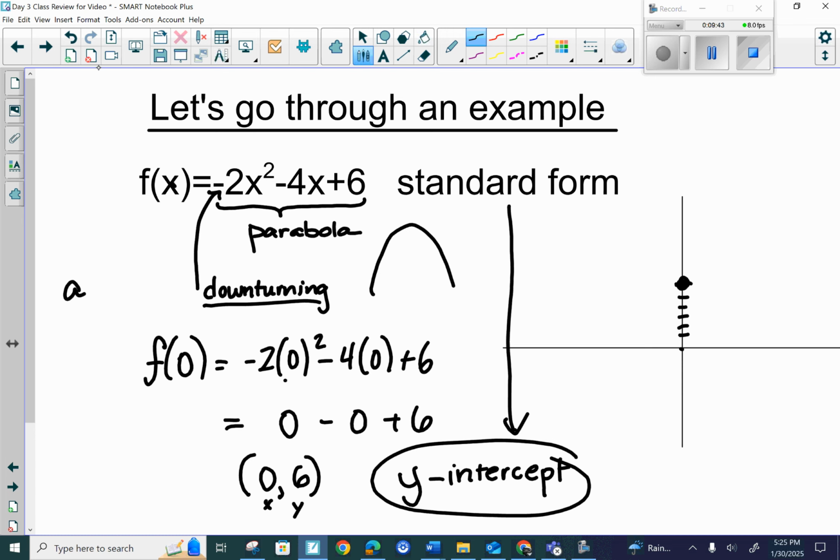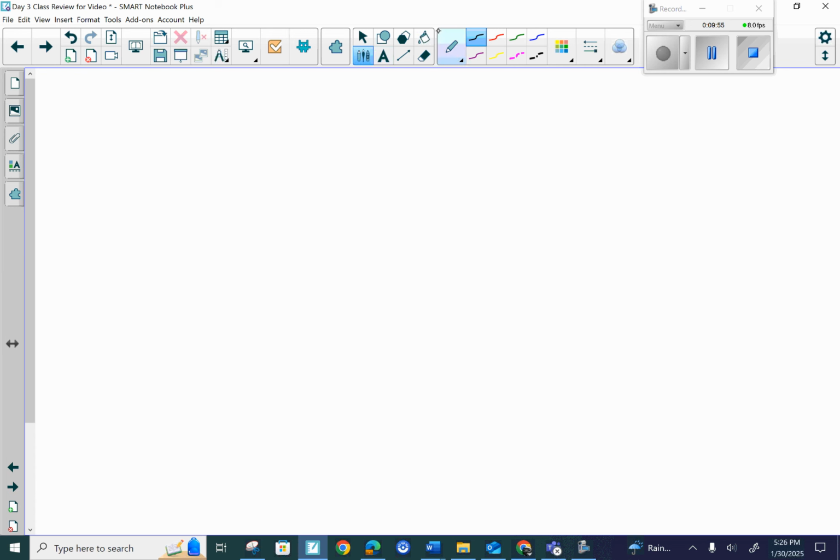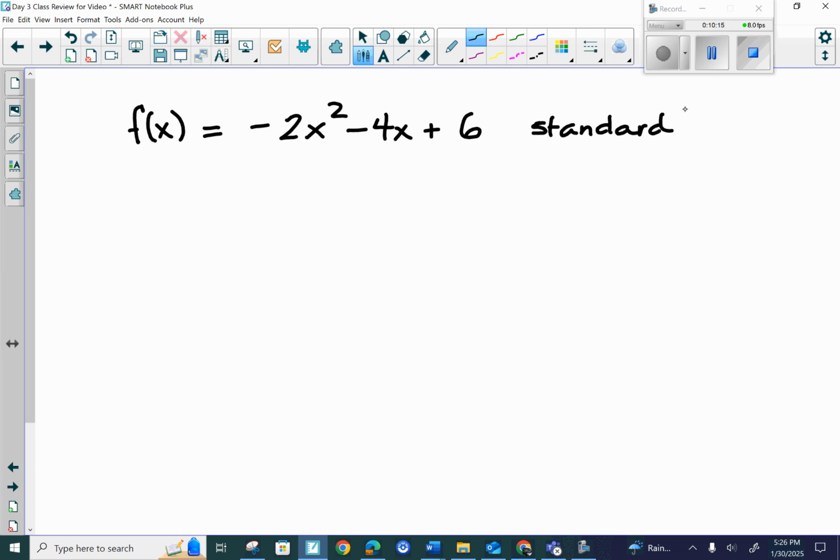Okay. So let's see. Let me just copy this page here. I don't have my clone. So -2x squared minus 4x plus 6, right? So that's in standard form, and we have the idea that it's downturning, and we have the y-intercept. We also know that we might try putting this in the factored form. The factored form may help us too, but let's just see.